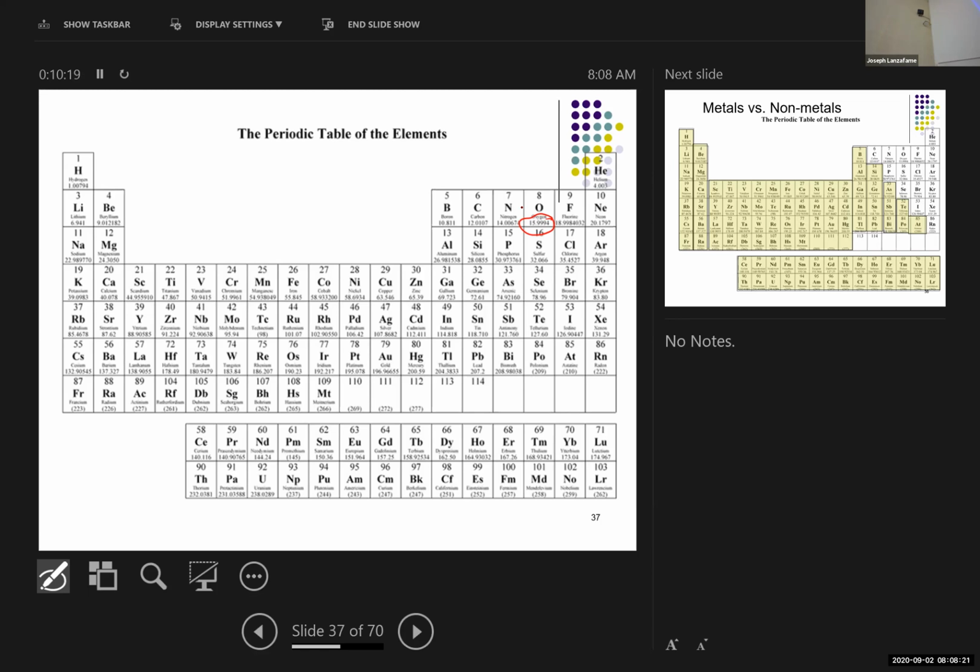And as I'm somewhat fond of saying, in fact, the atomic mass is not the mass of any atom on the planet. Right? There is no carbon atom that weighs 12.011 anything, anywhere. Right? It's the statistical average mass.